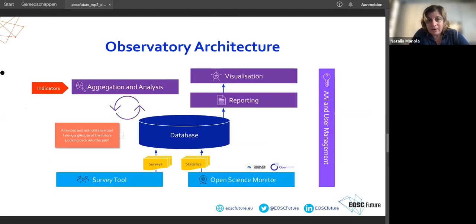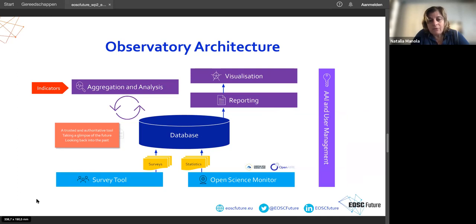Now, the architecture, just to give you an overview, because we are building it as a tool, as a service to serve EOSC for the longer period. So the technical architecture is of some importance, because it's not just something that EOSC Future is building and that will go away after the end of the project, but we want it to be an accompanying tool for EOSC.